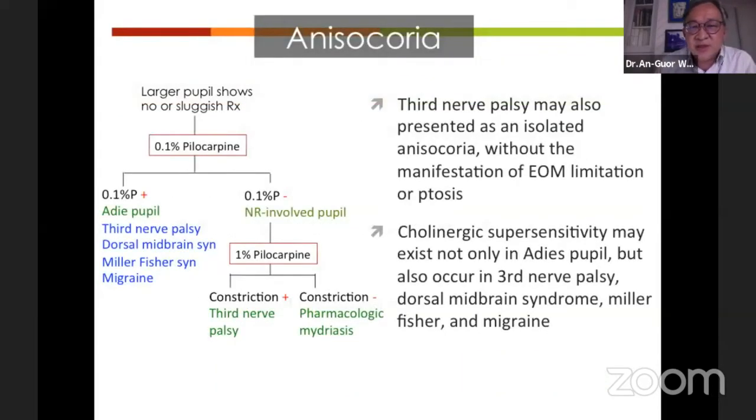So in this case, we learned that oculomotor palsy may also present as an isolated anisocoria without the clinical manifestation of EOM limitation or ptosis. Cholinergic supersensitivity exists not only in Adie's pupil, but may also occur in oculomotor palsy, dorsal midbrain syndrome, Miller Fisher syndrome, and migraine.